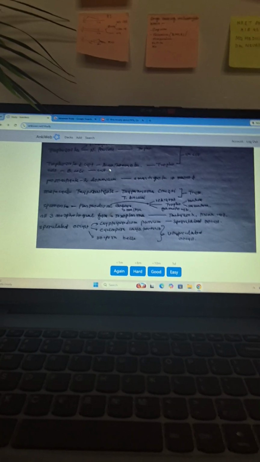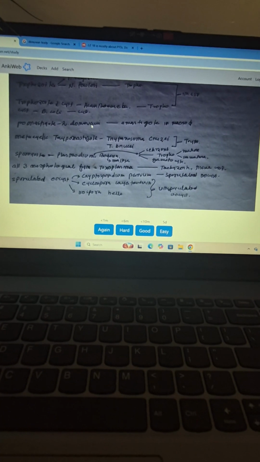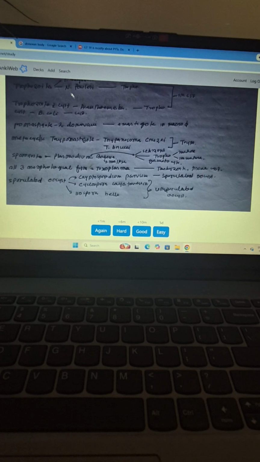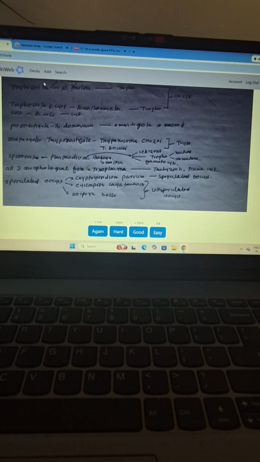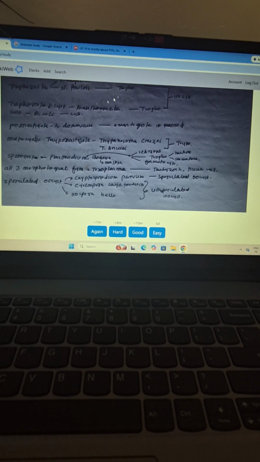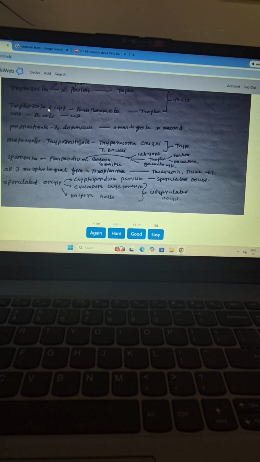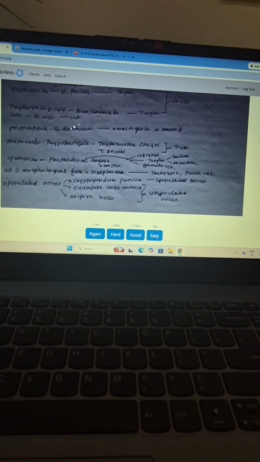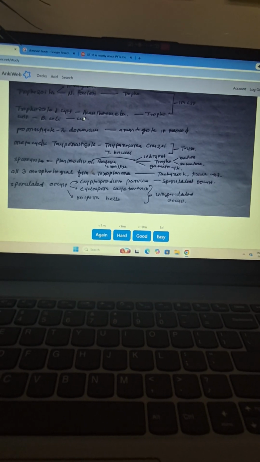Then Acanthamoeba. Okay, in Acanthamoeba, trophozoite and cyst both. We read that Naegleria and Acanthamoeba have it all. Naegleria has less, so Naegleria is more severe, more aggressive, and Acanthamoeba has infective form both trophozoite and cyst, and diagnostic form trophozoite. Balantidium coli, only cyst. Infective form is cyst, diagnostic form is also cyst.